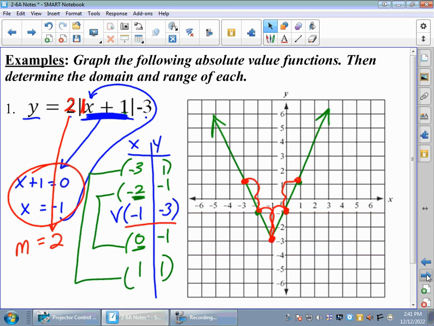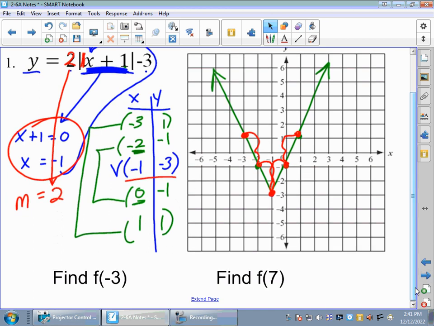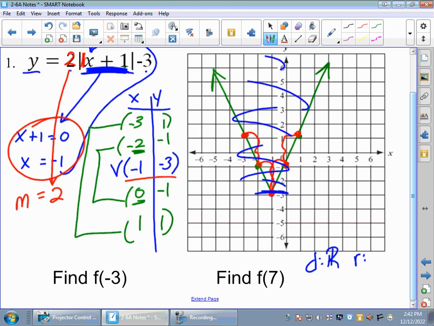It says to determine the domain and range. So for the domain, as I scan this graph from the left to the right, all reals are on this graph. So my domain is all reals. My range, however, as I scan up and down the y-axis, I notice that there's only graph from that point up. And so that point is -3, so I say y is greater than or equal to -3, just like a parabola.